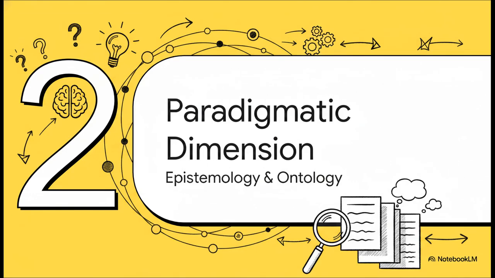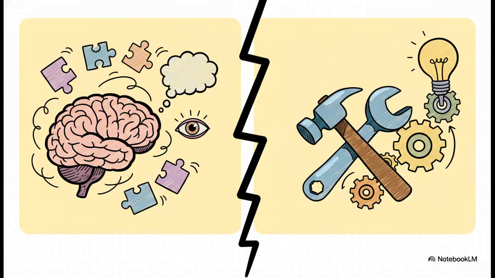Moving right along to Section 2, the paradigmatic dimension. This is all about epistemology and ontology. So, here's a crucial thing to remember. Qualitative analysis is never just a perfectly neutral, purely technical procedure. It's deeply influenced by your worldview. If you're looking through an interpretivist or constructivist lens, your focus is heavily on understanding subjective meanings and how reality is socially constructed. But if you switch to a pragmatist lens, your analysis totally shifts.